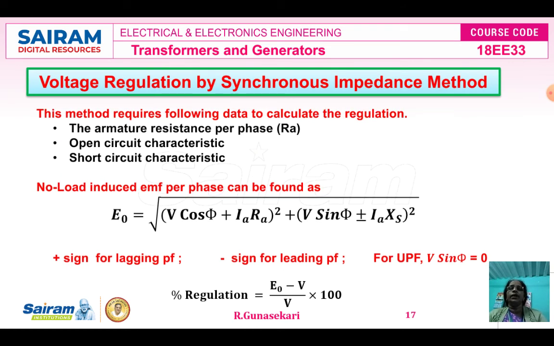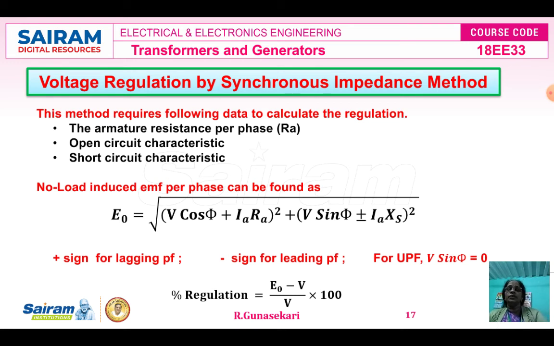Now, how to determine the voltage regulation by using the synchronous impedance method or EMF method? If you want to determine the voltage regulation, what are the data required? First one is the armature resistance per phase, Ra, that is the effective AC resistance value of the armature per phase, which is determined by the DC resistance test. Second one is the open circuit characteristics, which is obtained by conducting the OC test. Short circuit characteristics is obtained by the short circuit test.